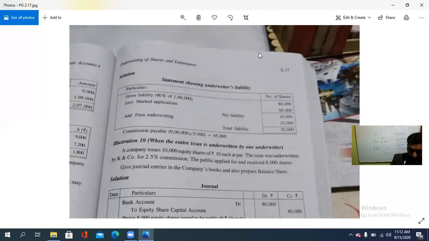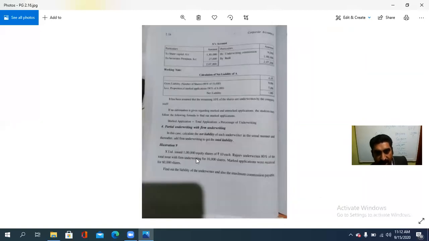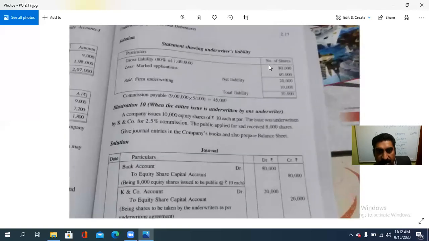Then the commission payable, how is it to be calculated? 1 lakh equity shares of ₹10 each, and Rajiv underwrites 80% of the total issue, and the firm underwriting for 10,000 shares. So 10,000 into 10, 1 lakh, isn't it? So 80,000 into 10, that is 8 lakh. 8 lakh plus this 1 lakh, 9 lakh. On that 9 lakh, how is it to be calculated? 5 by 100.